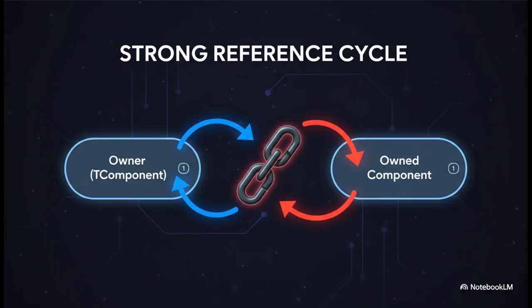The classic owner/owned model in TComponent is the perfect example. See, an owner component holds a reference to the components it owns, but those components often hold a reference right back to their owner. Under ARC, this created a deadlock. They were basically pointing at each other, keeping each other's reference count above zero forever. Neither one could ever be automatically destroyed.